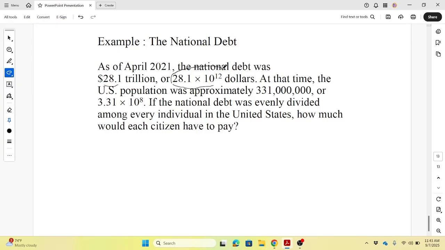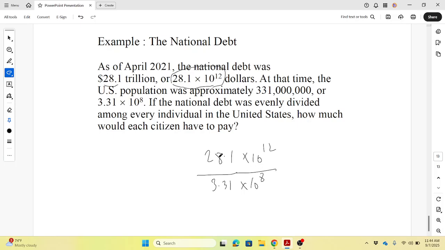The question is, if the national debt was evenly divided, so you have to divide this number by this number. So it would be 28.1 divided by 3.31, and then there is a 10 to the power 12, and here, how many zeros? It's 331, 1 2 3 4 5 6, and we put the decimal here. After the decimal, how many digits are there? 6 7 8. So it would be 10 to the power 8. Let me just write down 10 to the power 8 here.